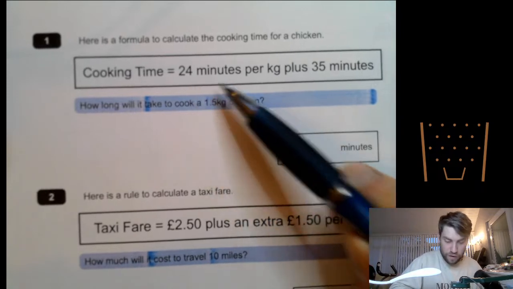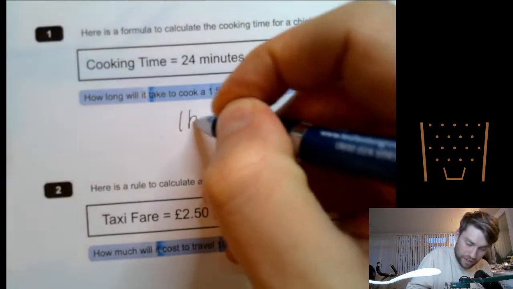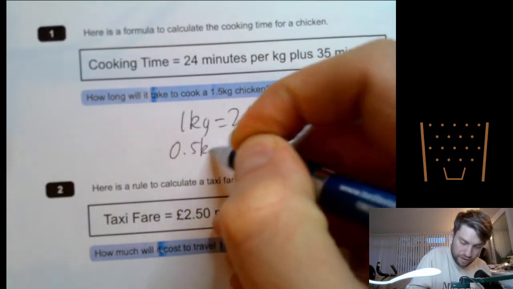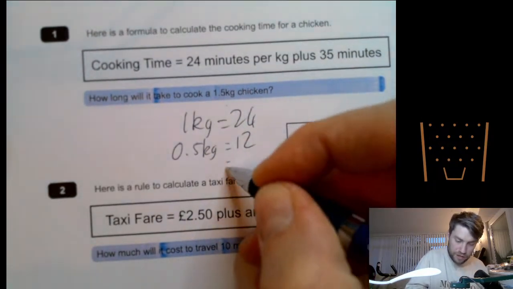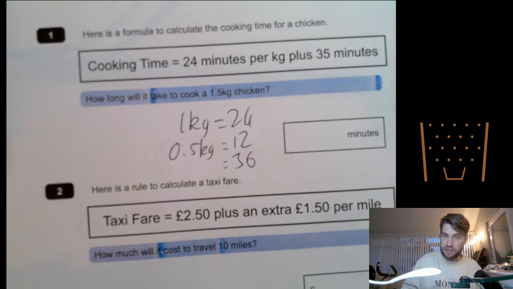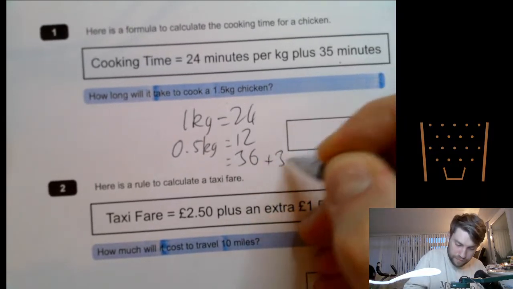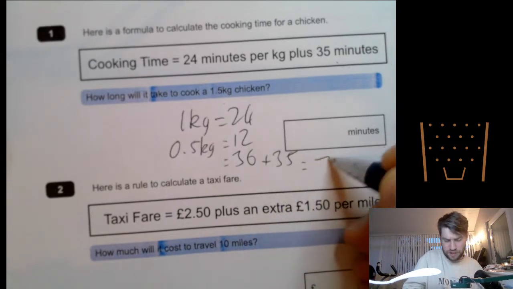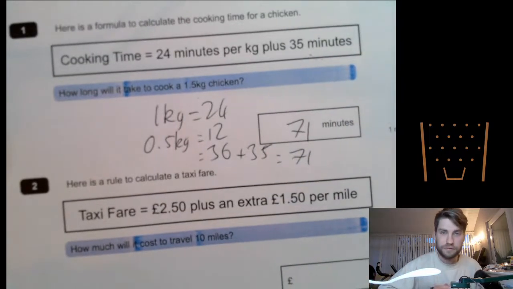So 24 minutes per kilogram. So it's 1 kilogram and a half. So 1 kilogram equals 24 minutes. Half a kilogram is going to be half of that time, which is 12. So that's going to be 36 minutes. And I'm going to add on 35 here. So altogether, that will be 71. So 71 minutes for that one.